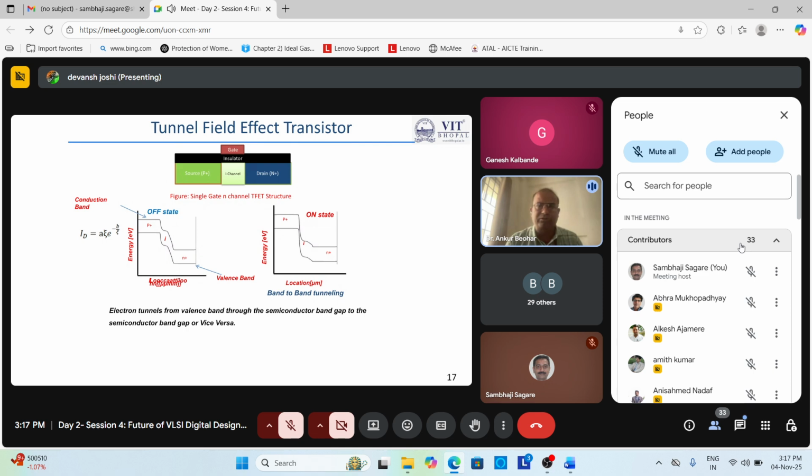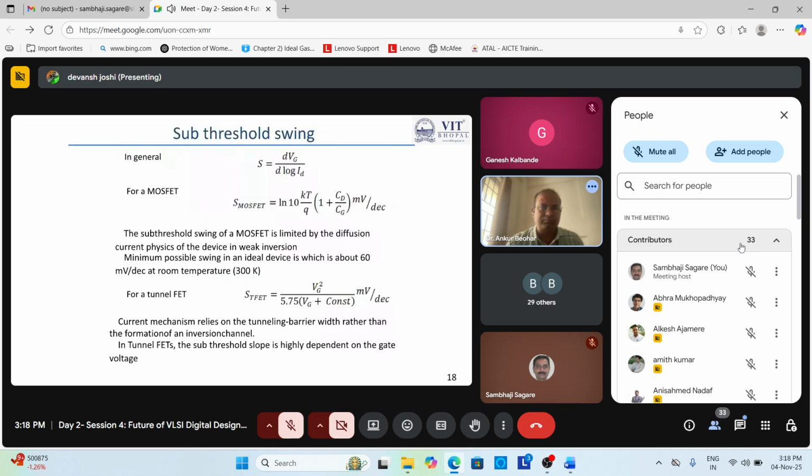But here we have good electrostatic gate controllability over the channel, since we know that as per the energy band diagram, the charge carrier will flow. In the next graph you can see the on state, where the charge carrier flows from the valence band of the source towards the conduction band of the channel. So in this way, your current will flow.